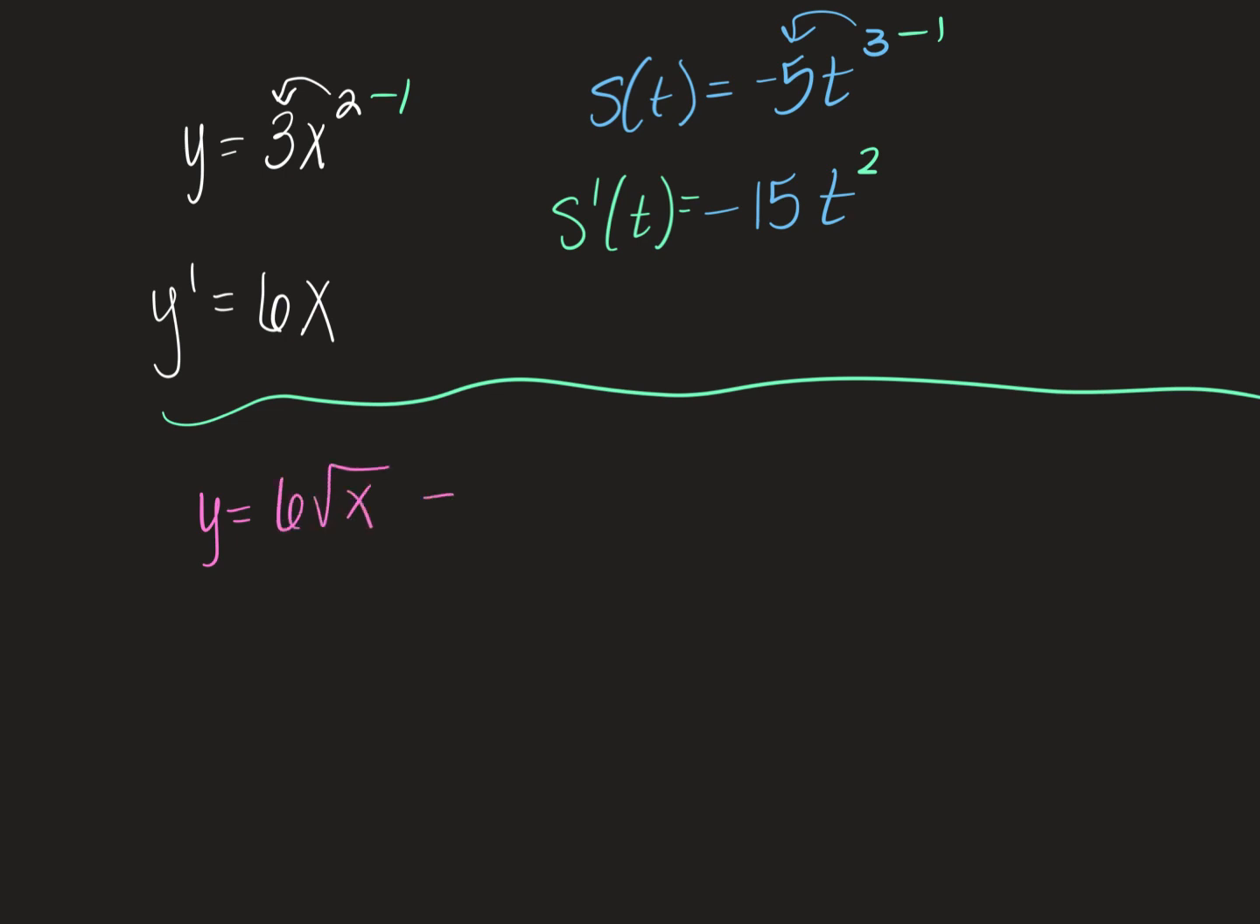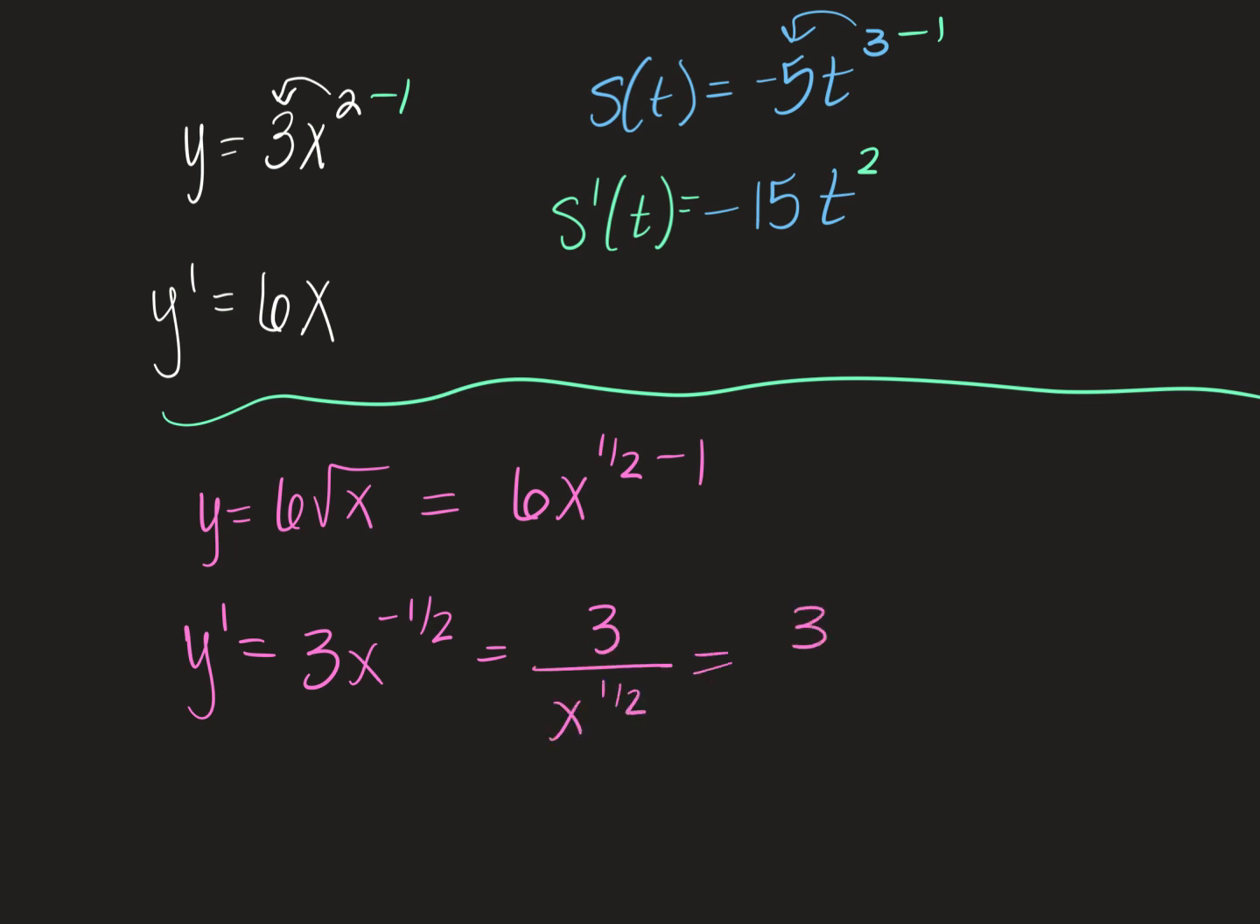So before we take the derivative, we want to rewrite this as 6x to the 1/2. So then 1/2 times 6 is 3. And then 1/2 minus 1 is -1/2. So then you rewrite that as 3 over x to the 1/2. I'm fine if you stop here, or you can go one step further and rewrite it as 3 over the square root of x.